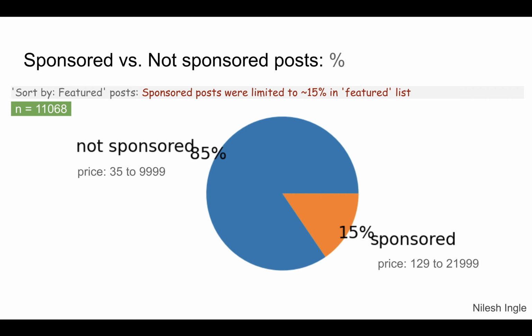So that's the proportions. If you pay for advertisement, then these are the people that are paying for advertising their listing in that search results to get more people interacting with them and maybe increase the sales.